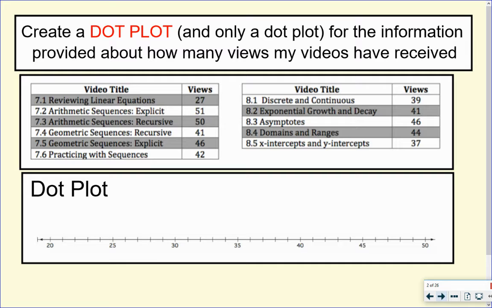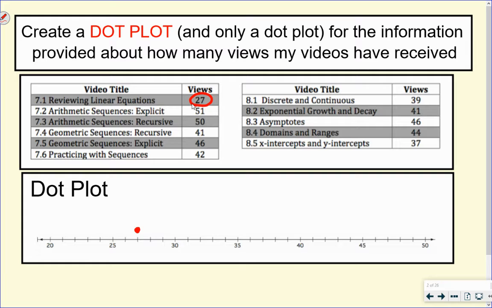We're going to start with dot plots. Now you've probably been doing dot plots since kindergarten, and so this will probably seem like something that you've done before. So if I'm going to take this data, which is talking about videos and how many times they've been viewed on YouTube, I would take the number of views, 27, and I'm going to find 27 on my dot plot. It's counting by ones, and I'm just going to put a dot. Then I would go to 51.